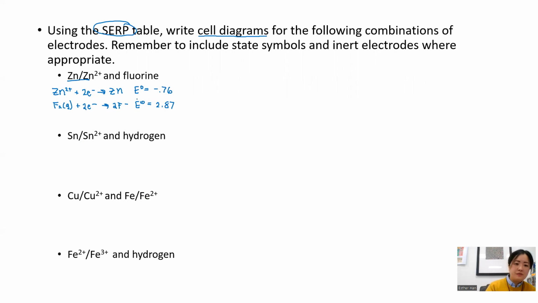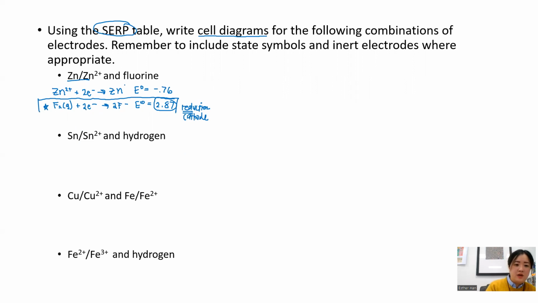So you are going to figure out the most positive number that you see over here, the 2.87, the largest value for the cell potential. This is the reaction that's actually going to happen. So fluorine gas will get reduced and turn into these 2 fluoride ions. So I know this is a go, right? This is our reduction reaction that's occurring. And reduction, remember, is occurring at our cathode, right?